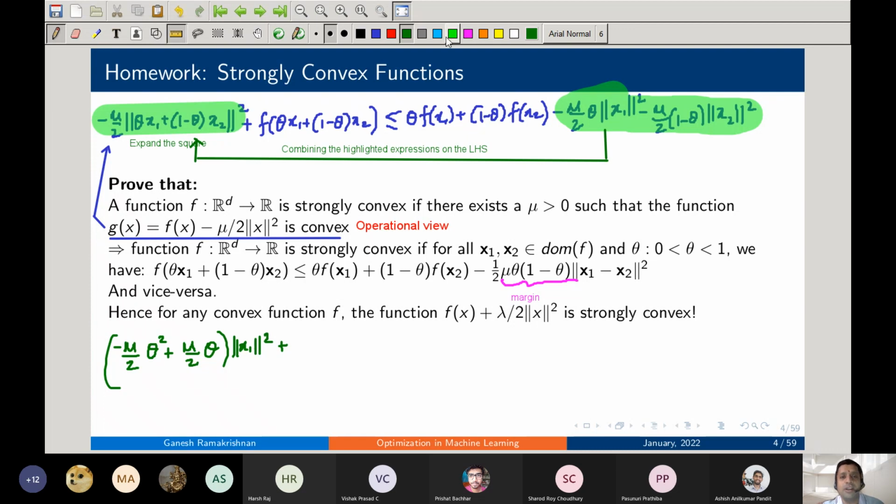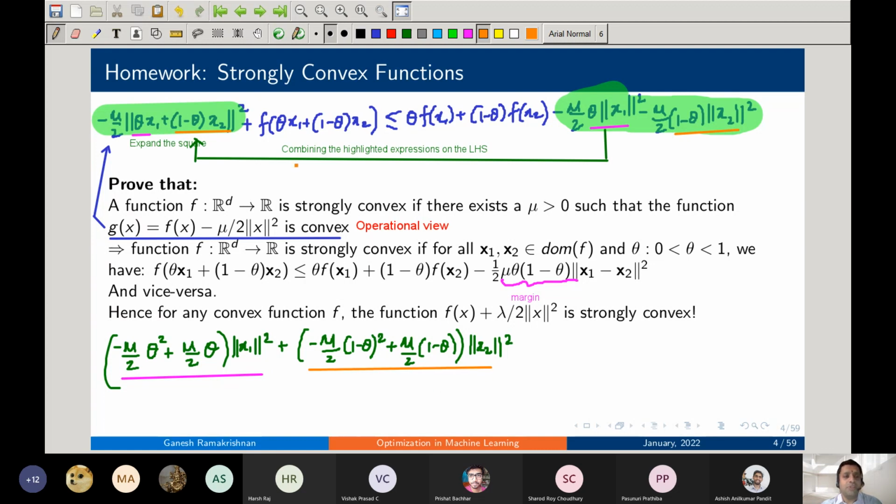I'll just use a different color to underline them. So I'm combining these two terms, or rather the expansion after squaring in the first term. Likewise, I'm going to arrange the second term: minus mu by 2 1 minus theta square plus mu by 2 1 minus theta, norm x2 square. Okay, so let's again highlight this in a different color. These two terms, I brought them together. Only the squared part of the left hand side.